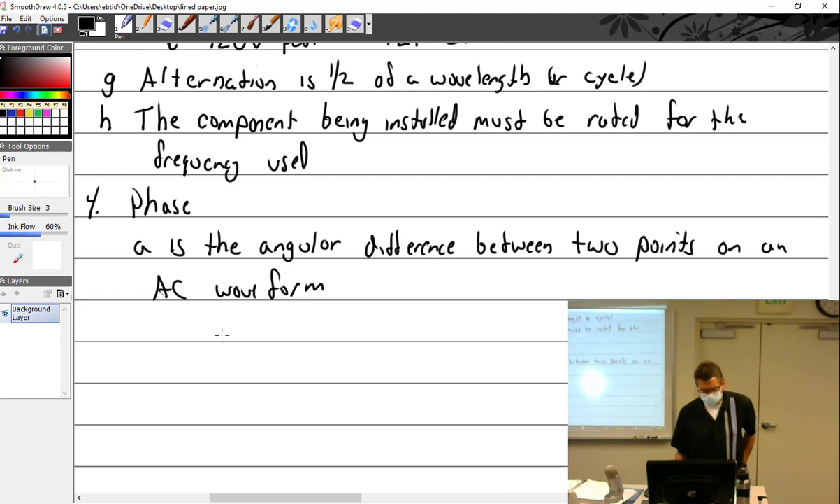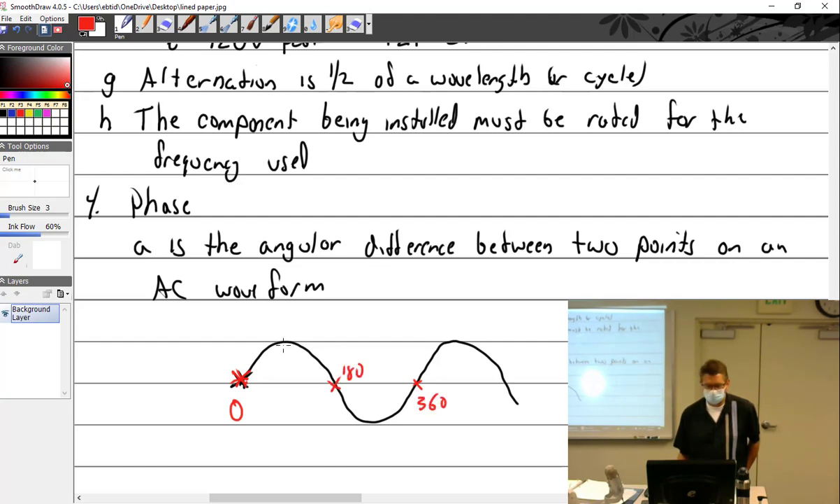So in other words, if I have something that looks like this, what is the angular spot of this right here? 0. And what is the angular spot of this one? 360. We'll call it 360. And this would be 180. This is 90. Okay, we're going to, might as well finish it.